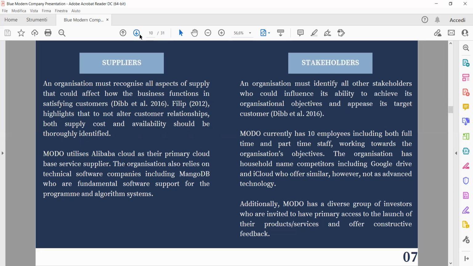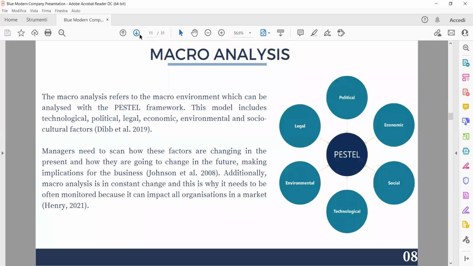MODO currently has 10 full-time and part-time staff working towards their objectives and have household name competitors including Google Drive and iCloud, who offer similar, however not as advanced technology. MODO also invites their investors to have primary access to the launch of their products and services to offer constructive feedback.